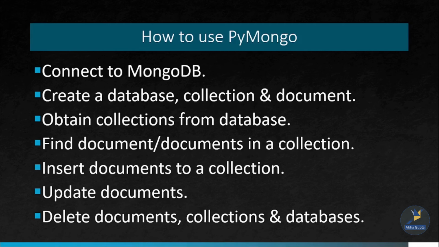So how to use PyMongo? We'll just have an overview. First of all, we have to connect to MongoDB. Then a database is created, a collection, that is the table, is created, and the documents, that is the records, are created. If the database is already in place and the collection is already saved or created, we can obtain collections from the database, we can find a document in the collection, we can insert a new document. That is, all the CRUD operations are available once we are connected to the MongoDB database.